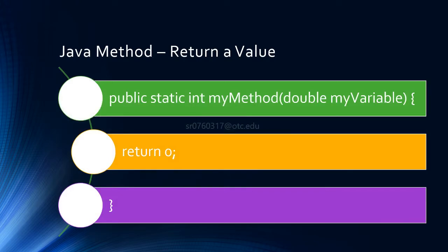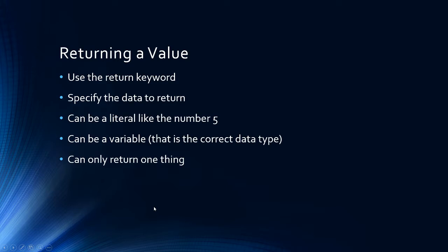Now in this method, we do return a value. So in our declaration, again, we have that keyword int, which says this is the data type of the value I'm going to return. Now this method just returns a hard-coded 0, and that's it, and the method ends with a closing curly brace. So when we return a value from our method, we're going to use the return keyword. And in the return statement, we're going to specify what data to return back to our caller. This could be a literal, like the number 5. It could be a variable, but we can only return one thing.